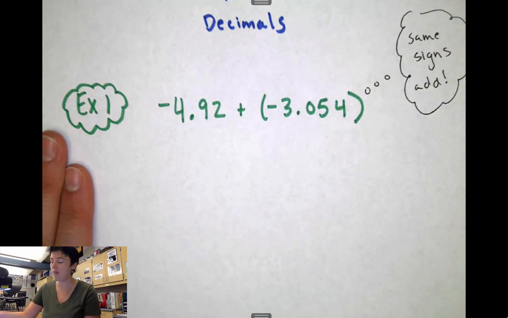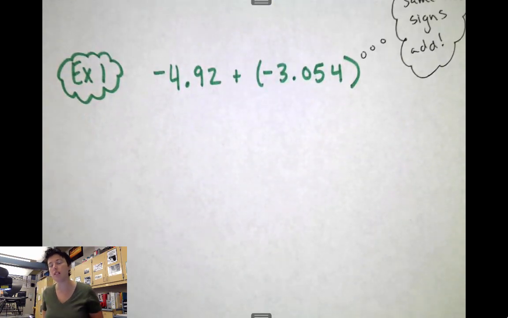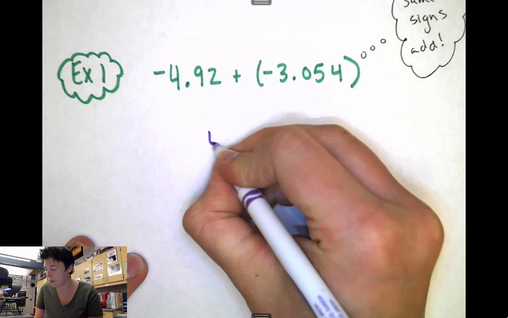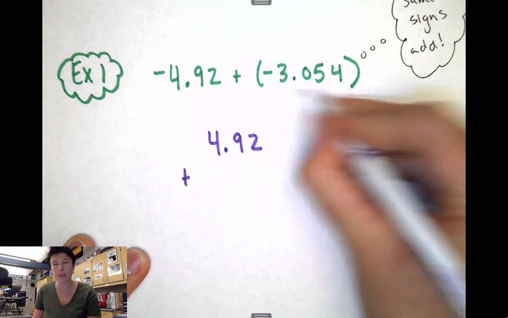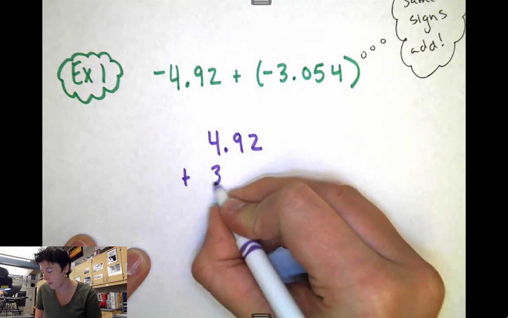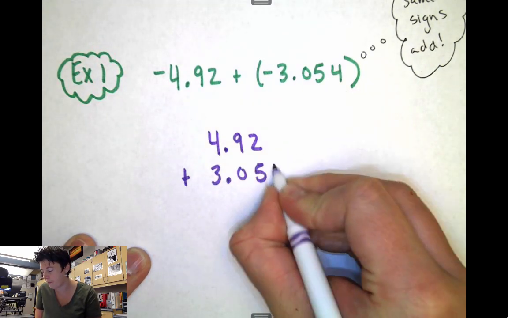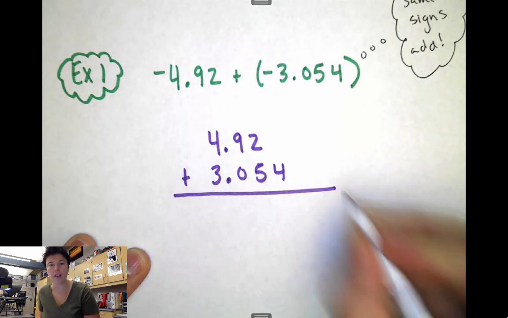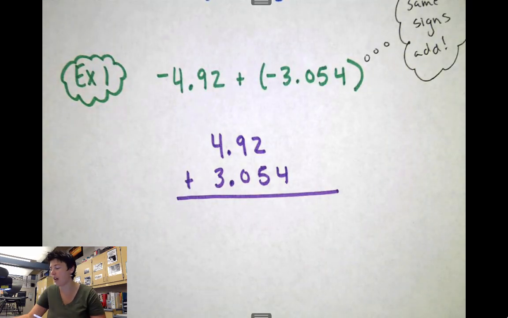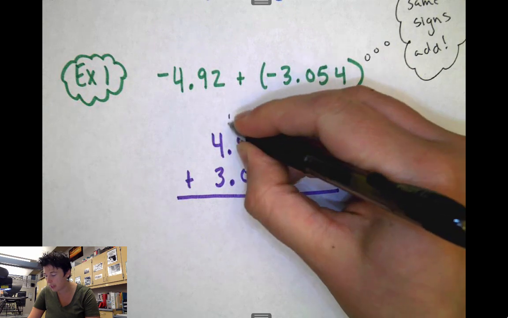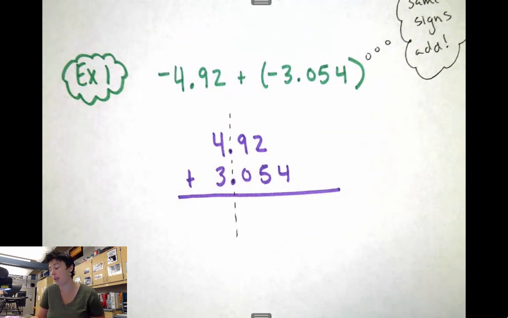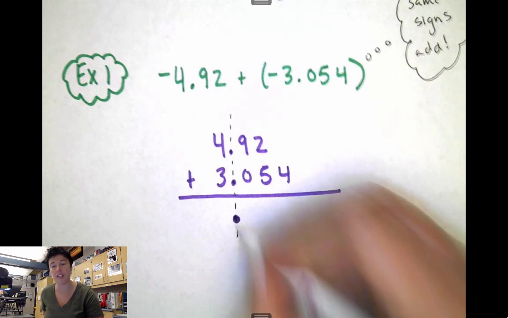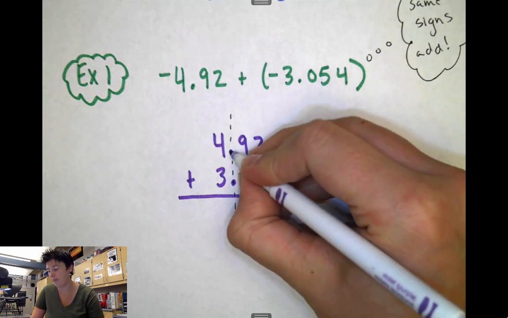So when I go to add these numbers, it's decimals. So the easiest way for me to do decimals is to stack them up. I'm going to think about the 4.92, and I'm going to think about adding it to 3.054. Notice something here. When I stack up my decimals, I am always very careful to line the decimal points up so they're right on top of each other. Because when I get my answer, the decimal should line up with it, just like these points line up.